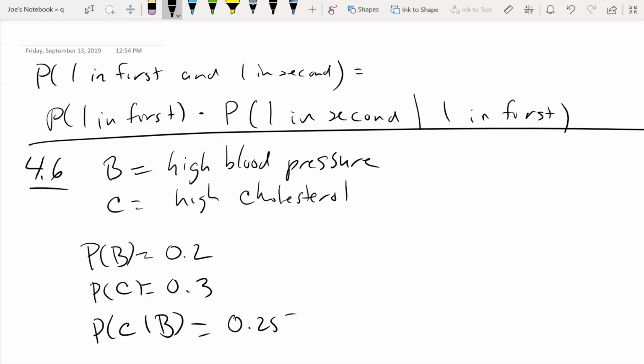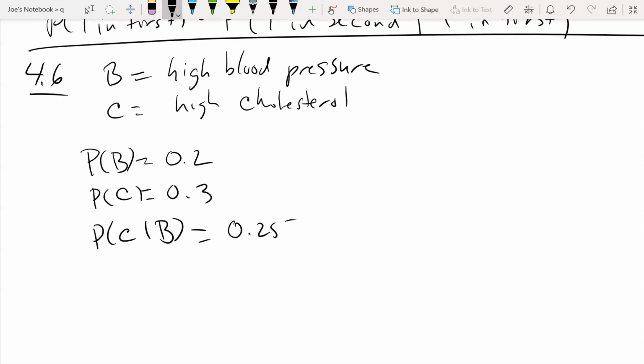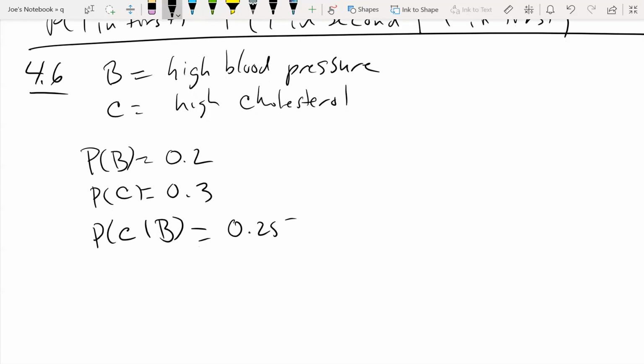What is it that we want to find? Good, you want the P of B given C, right? In that case, it literally says, given the policyholder has high cholesterol. So probably the first thing we should do is just rewrite our conditional probability with our formula, right? What is the formula for our conditional probability? Good.